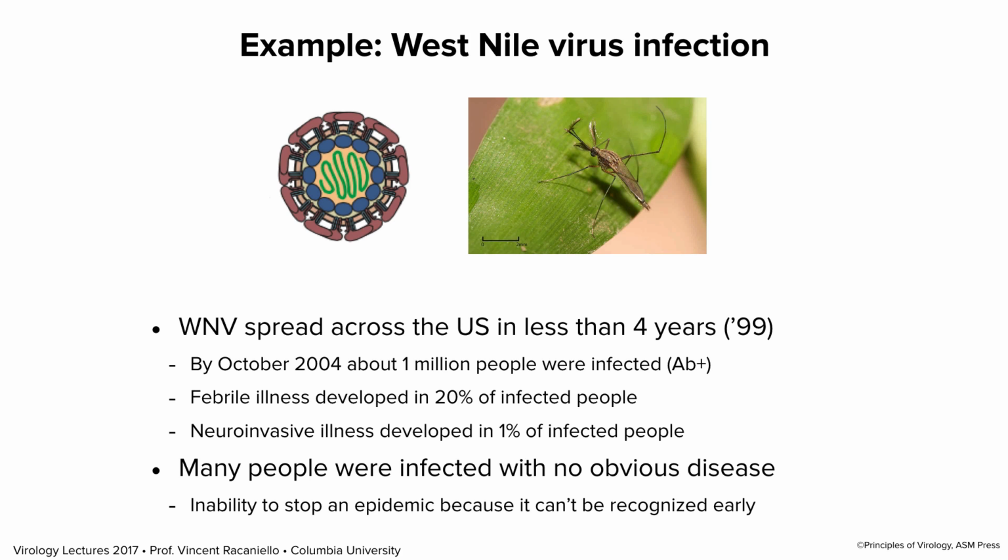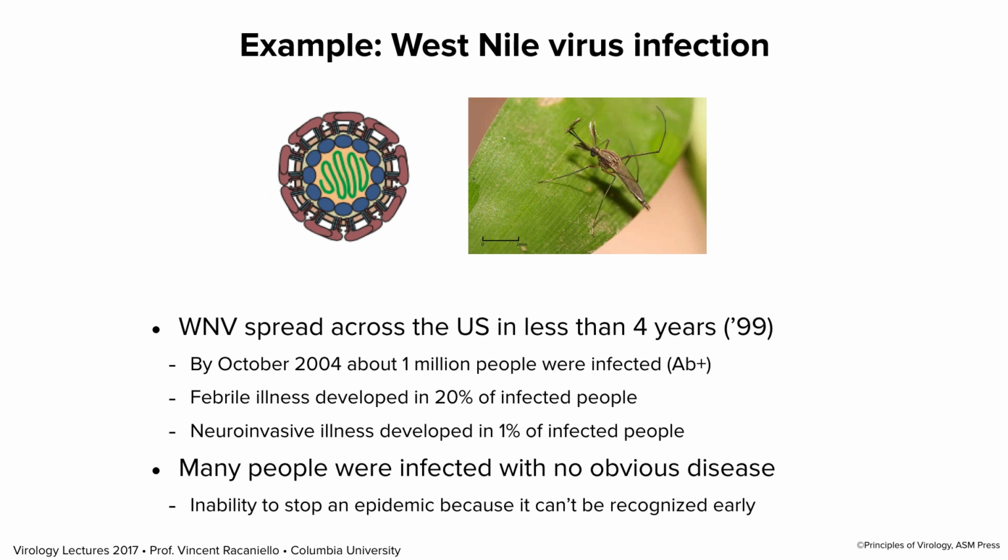But febrile illness developed in 20% of infected people. So 20% of the seropositive people had fever. So those were the inapparent illnesses, the 80% or so that were infected. They're seropositive, so we know they're infected. They have antibodies to the virus. If you do not have antibodies to the virus, you're not infected. And 20% of the infected people develop a febrile illness, which means you get a fever.